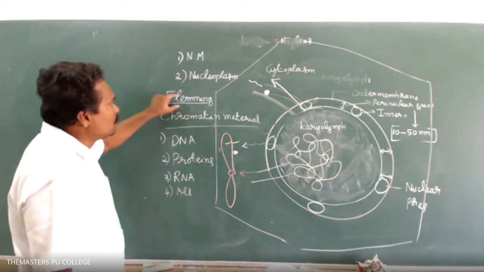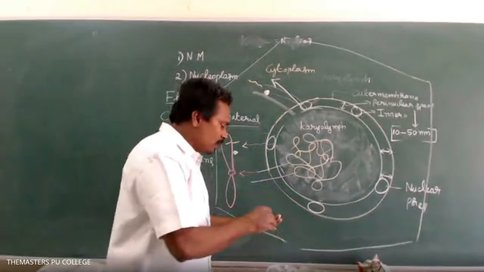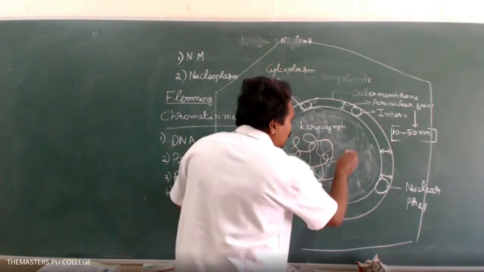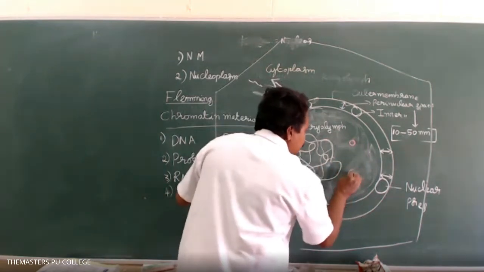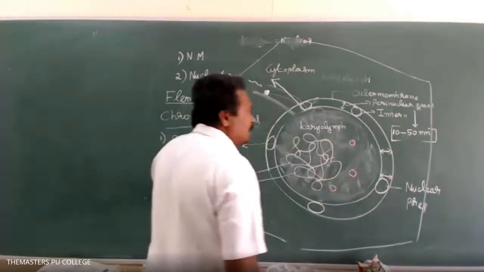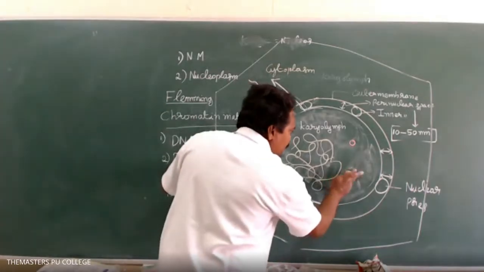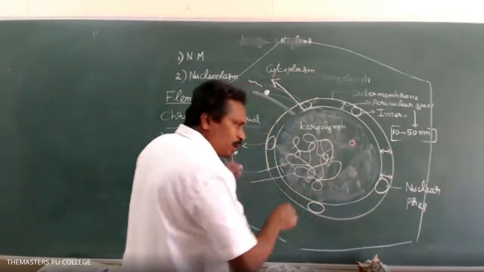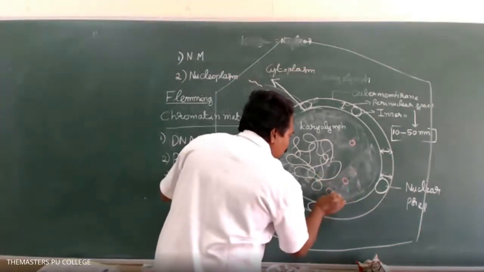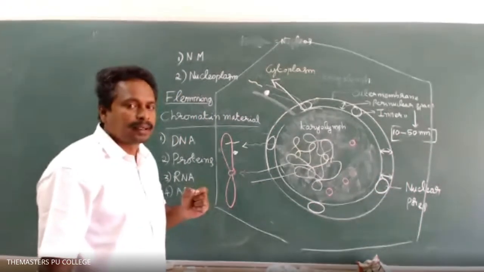Before that, we have to know another part of the nucleus. One or more spherical shaped structures are present in the nucleus. These structures are called the nucleolus, or nucleoli. If only one is present, it is called a nucleolus. If more than one spherical shaped structure is present, they are nucleoli. Nucleolus is the singular.